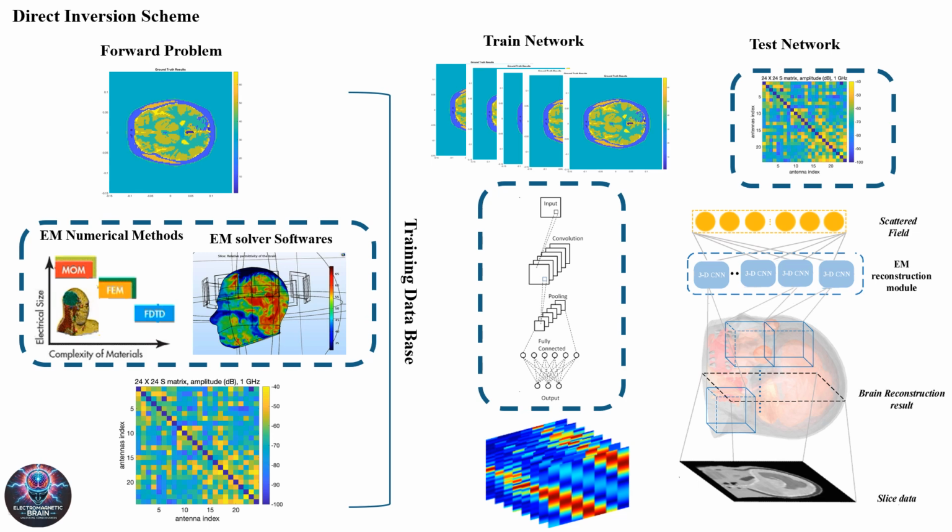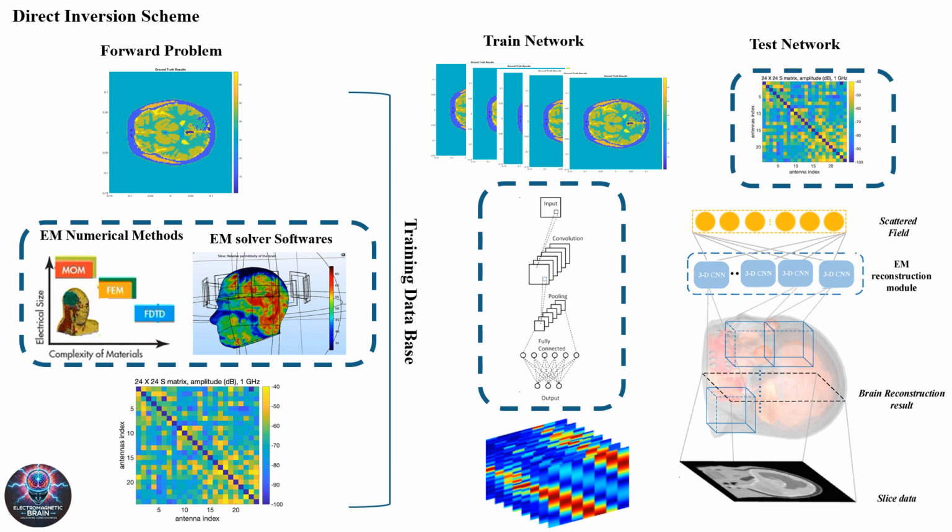CNN processes the input data by passing it through multiple convolutional layers, where the network automatically learns to detect patterns and features in the scattered field data that correspond to different permittivity profiles. The final output of the network is a reconstructed image that represents the internal permittivity distribution of the brain. This approach bypasses the need for traditional iterative algorithms that often struggle with nonlinearity and noise in the data, allowing for a more real-time or near-instantaneous reconstruction of the brain's internal structures.